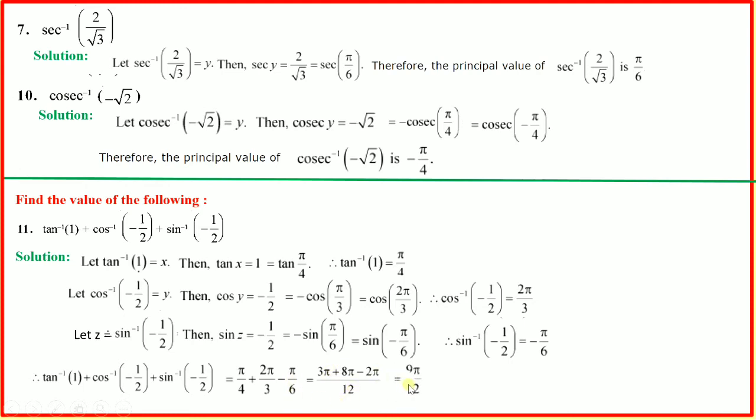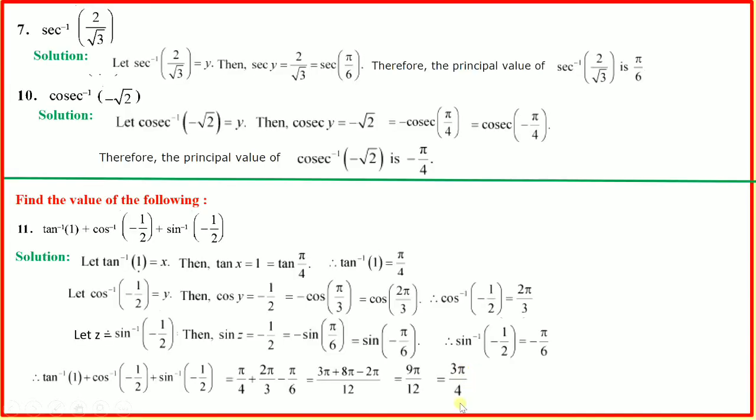This is equal to 9 pi by 12, which on dividing by 3 gives 3 pi by 4. So 3 pi by 4 is the value of this 11th question. So that's all about this question.